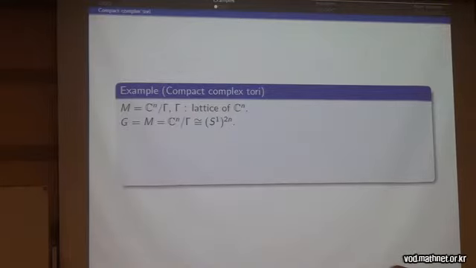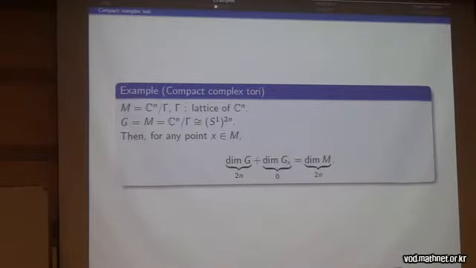Let me show you several examples. This is the simplest one. We consider the quotient C^n over Gamma. Here, Gamma is a lattice of C^n. Let G be the same as M, and this is a 2n-dimensional torus as a real Lie group. Then for any point x, the dimension of G is 2n, and the isotropy subgroup is trivial, so the dimension of G_x is 0, and the sum of these is equal to the whole dimension. So this is a maximal torus action.